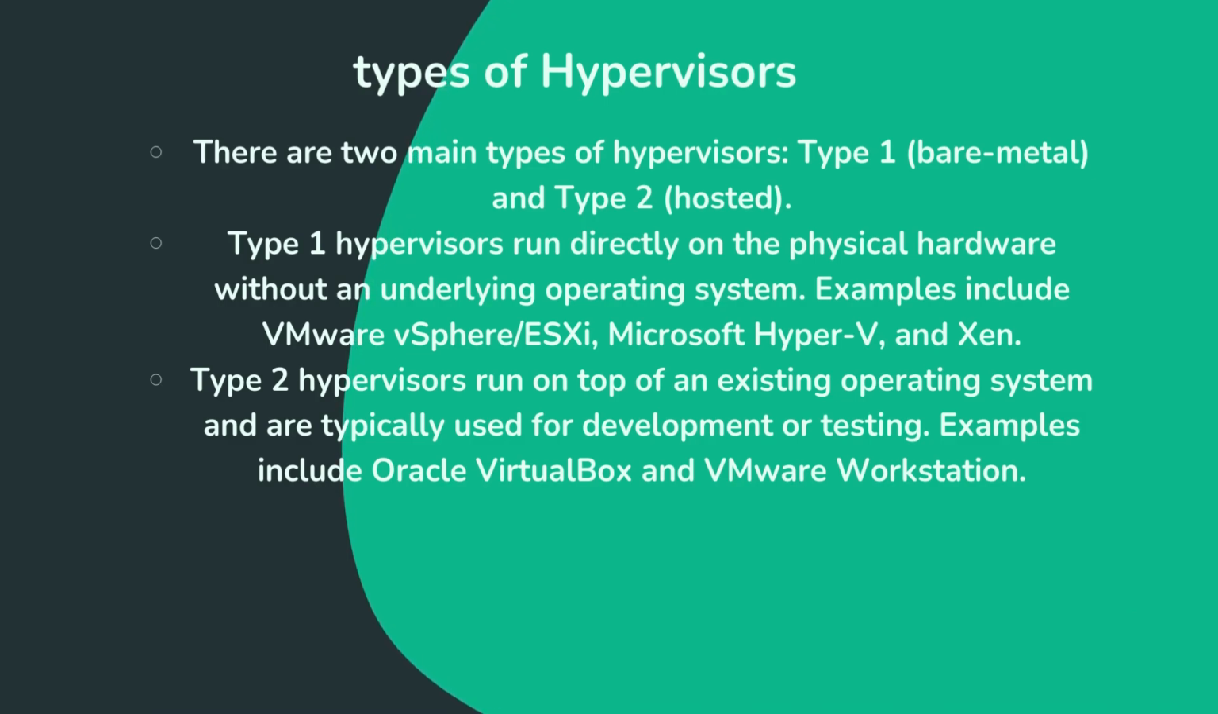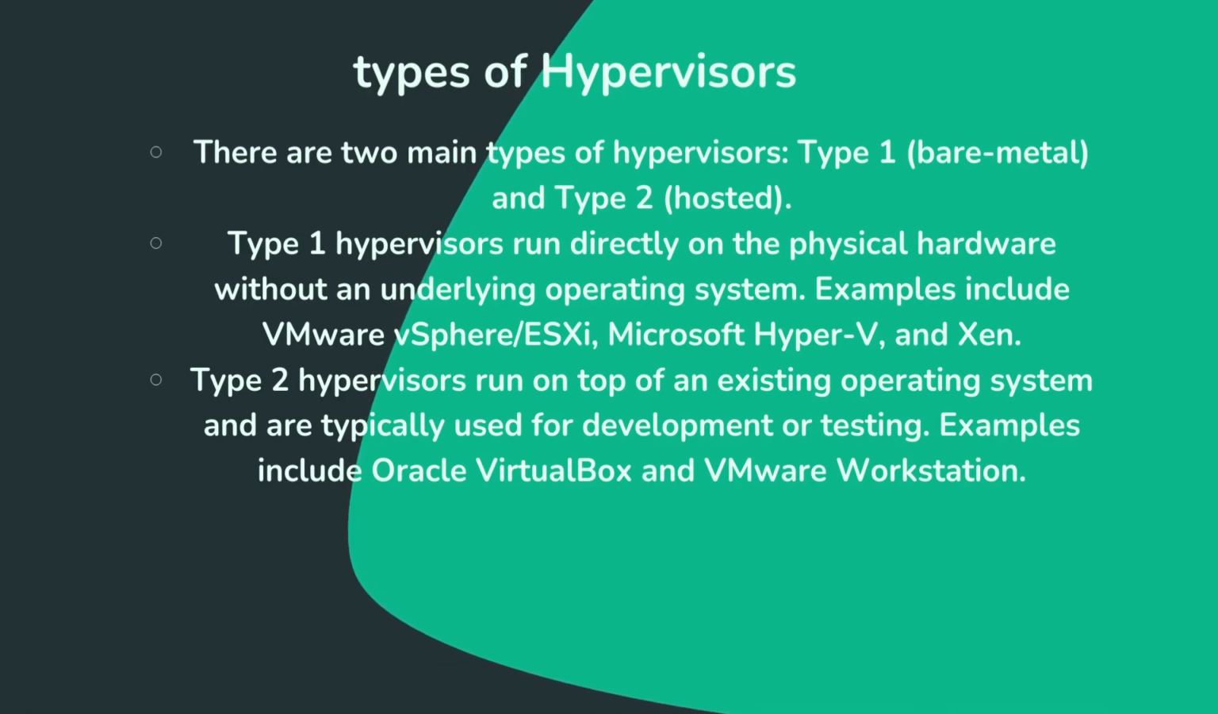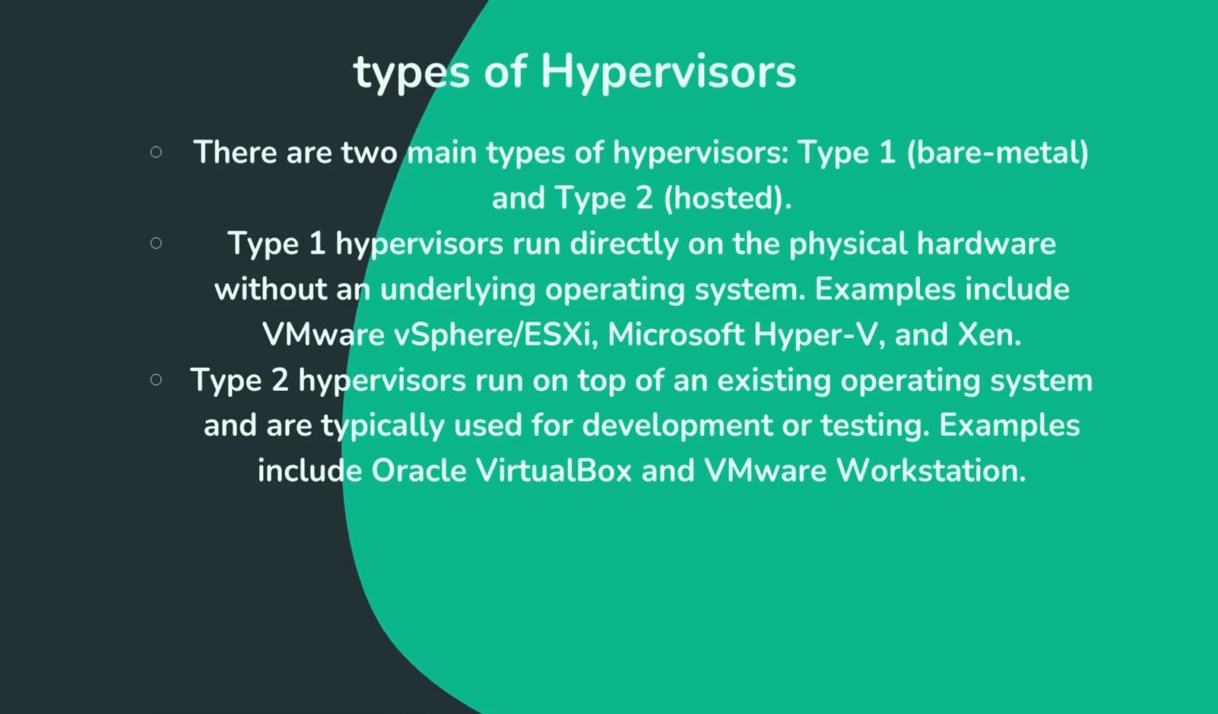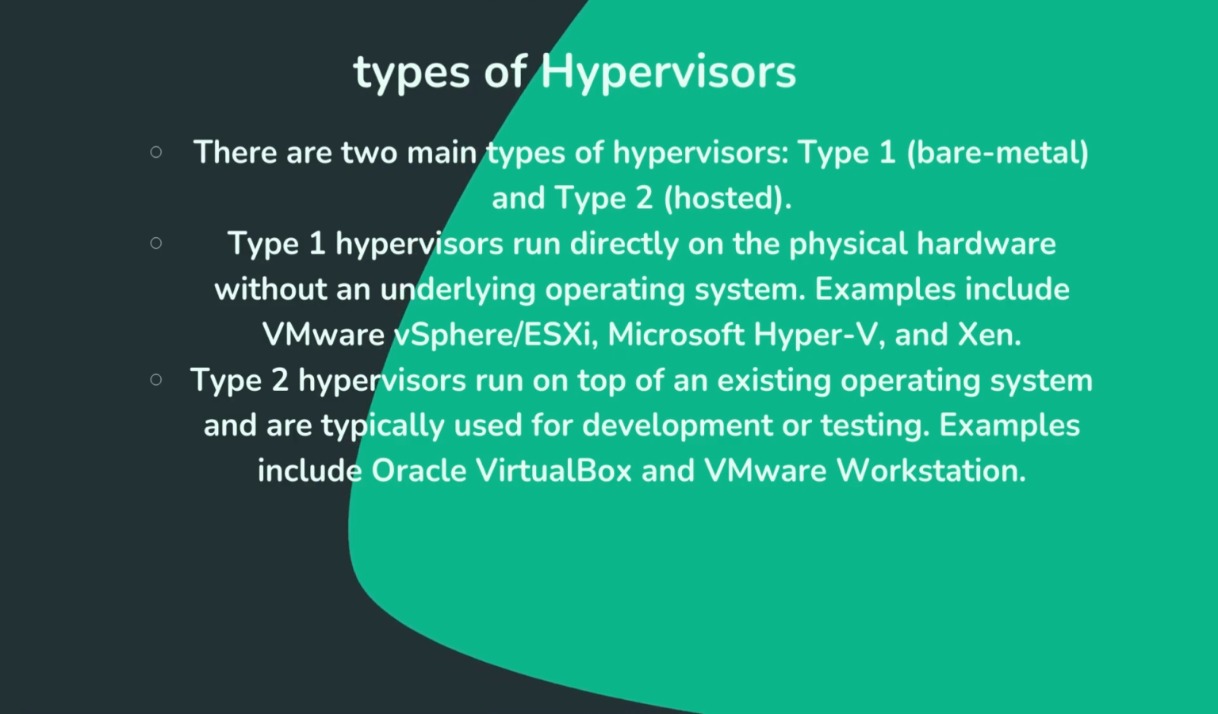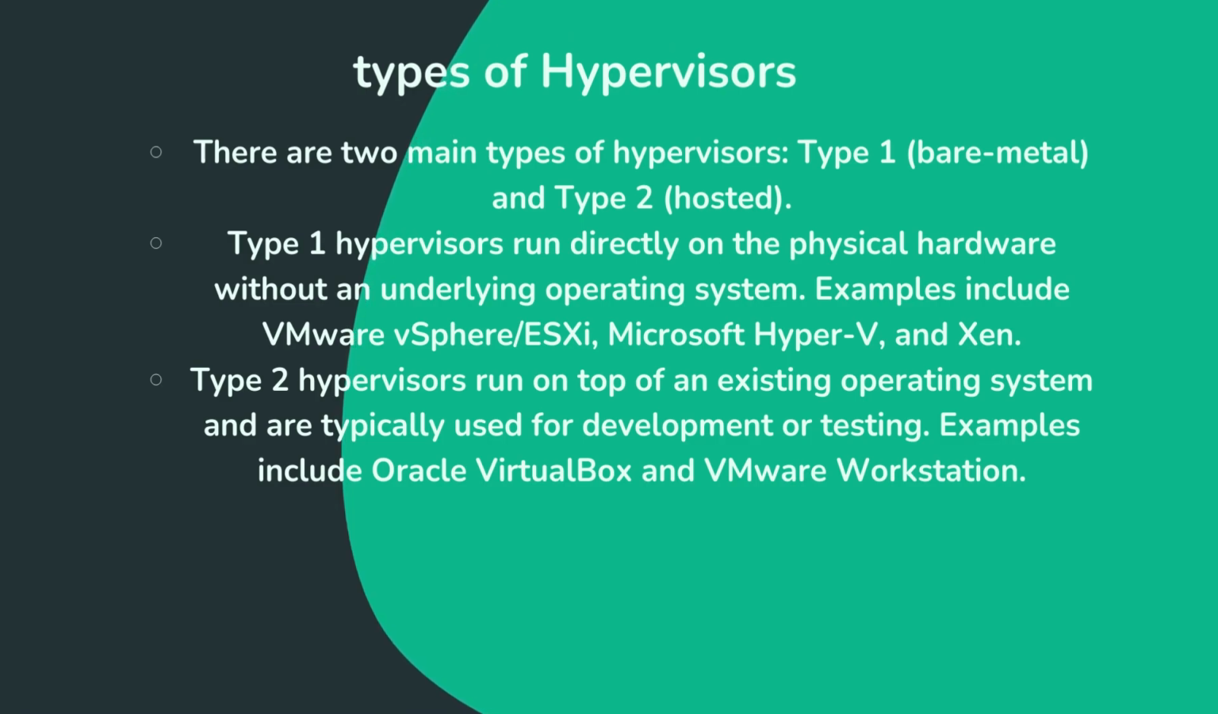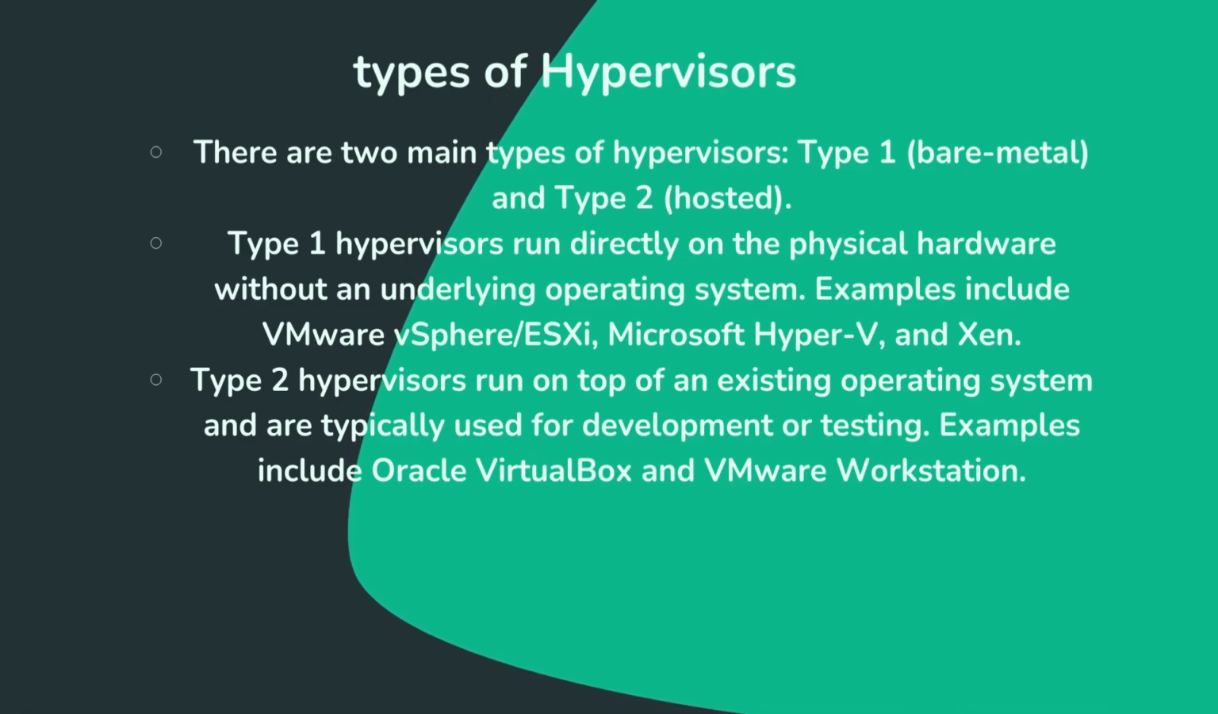Types of hypervisors. There are two main types of hypervisors: Type 1, bare metal, and Type 2, hosted. Type 1 hypervisors run directly on the physical hardware without the need for an underlying operating system. Examples include VMware vSphere/ESXi, Microsoft Hyper-V, and Xen. Type 2 hypervisors run on top of an existing operating system and are typically used for development or testing purposes. Examples include Oracle VirtualBox and VMware Workstation.